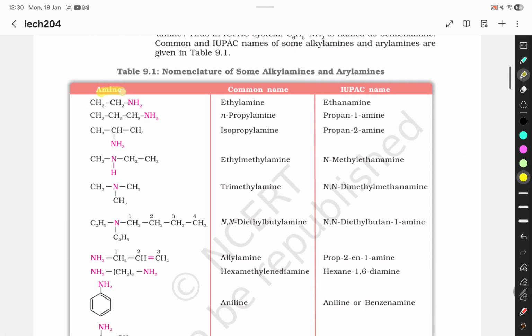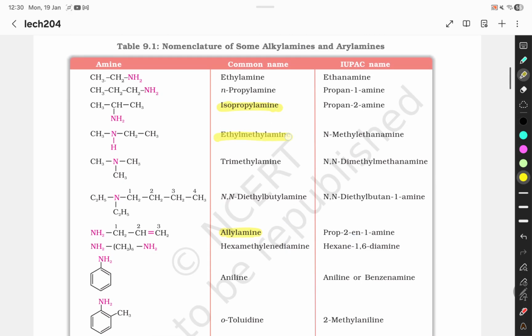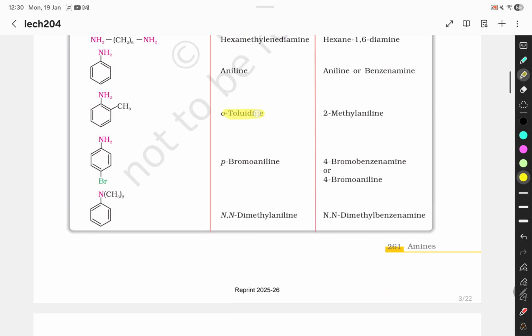Obviously, I'll be skipping through the amines except the common names. Check this out: allylamine. It's named as alkylamine, like that. Okay, isopropylamine, ethyl methylamine, toluidine, aniline, bromoaniline, N,N-dimethylaniline. This has been asked in a PYQ many times.